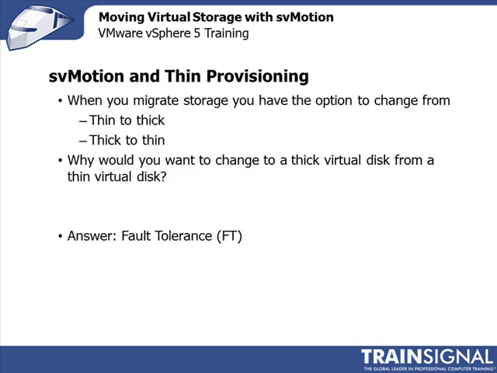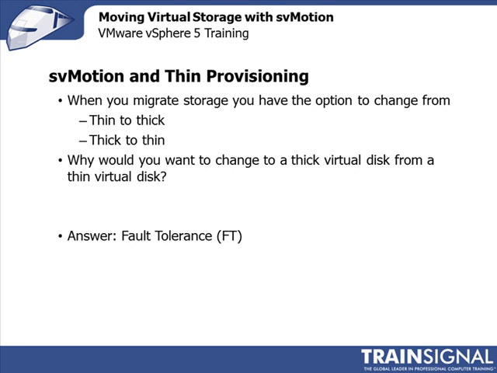Before I show you how to perform a storage vMotion, let me quickly point out that storage vMotion and thin provisioning are related in the sense that when you choose to do a storage vMotion, you'll have the option to migrate that virtual machine disk file from a thinly provisioned disk to a thickly provisioned disk, or from a thickly provisioned disk to a thinly provisioned disk. So that begs the question, why would you want to change to a thickly provisioned virtual disk if you're already using a thinly provisioned virtual disk?